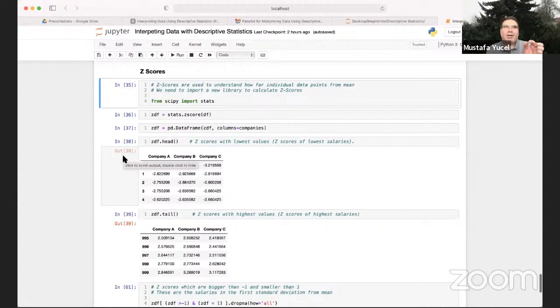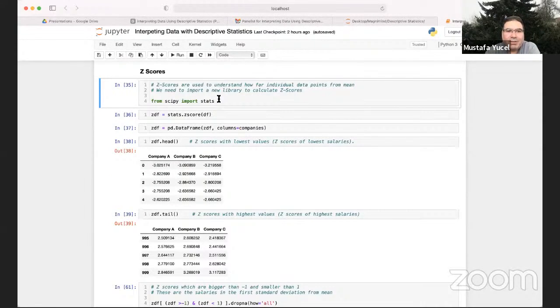Z-score is just how many times far from the average. If the z-score is 1, that means the data is 1 standard deviation far from the average in the positive direction. If it is -2, that means that individual is 2 standard deviations far from the average on the negative side.